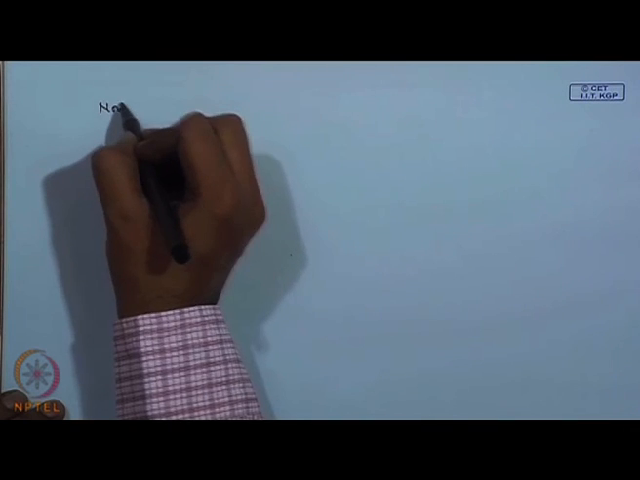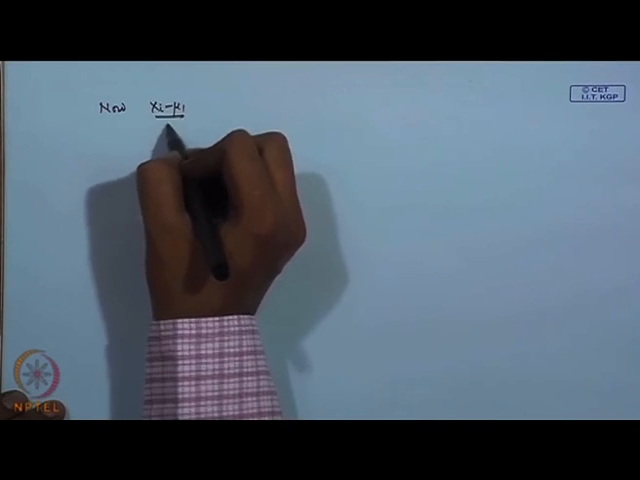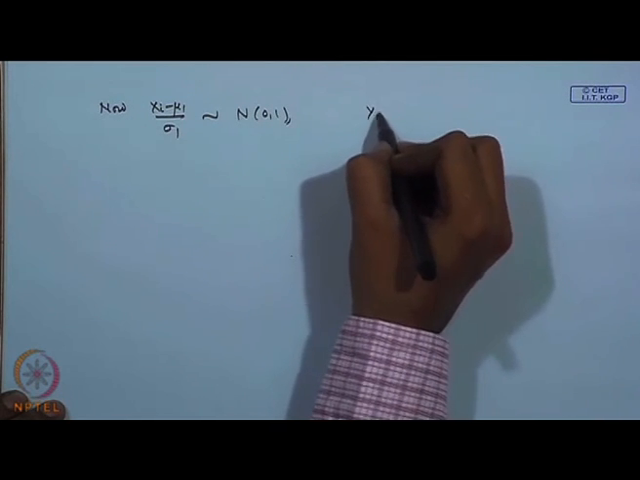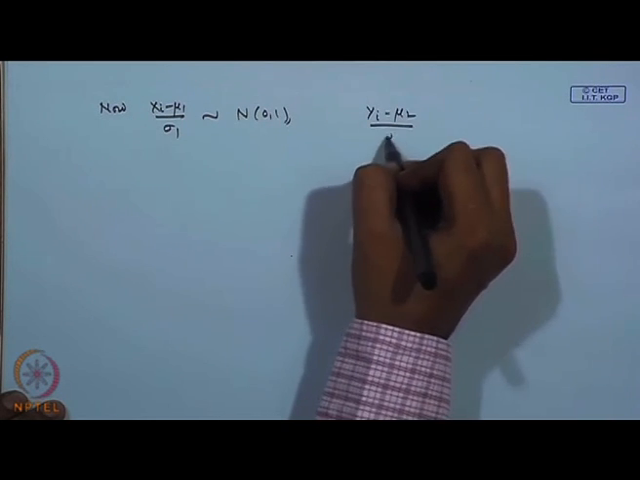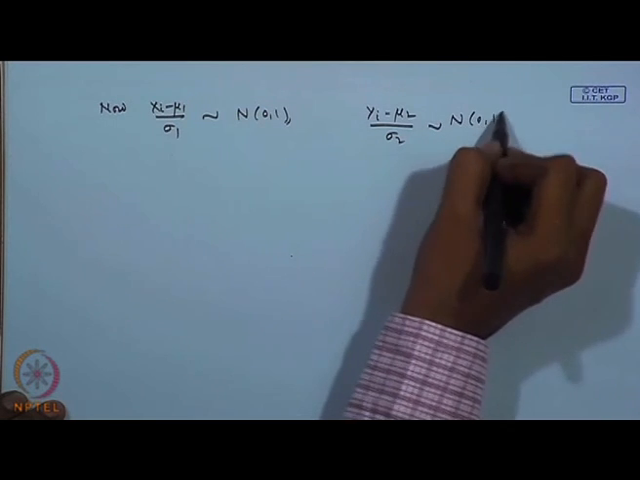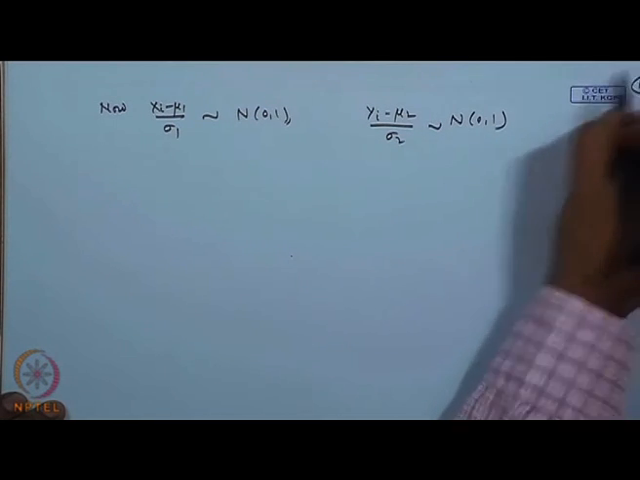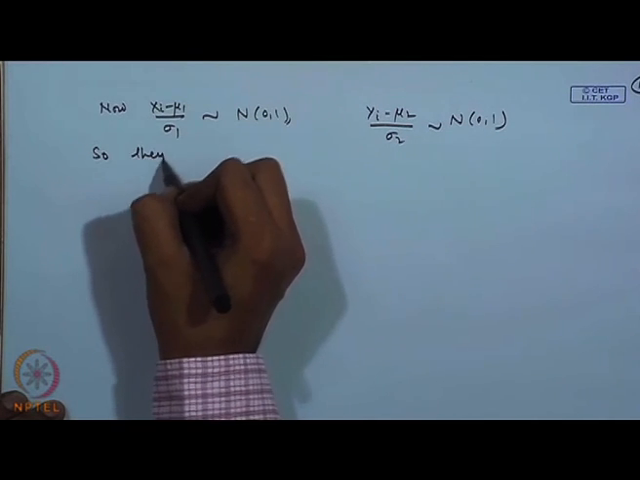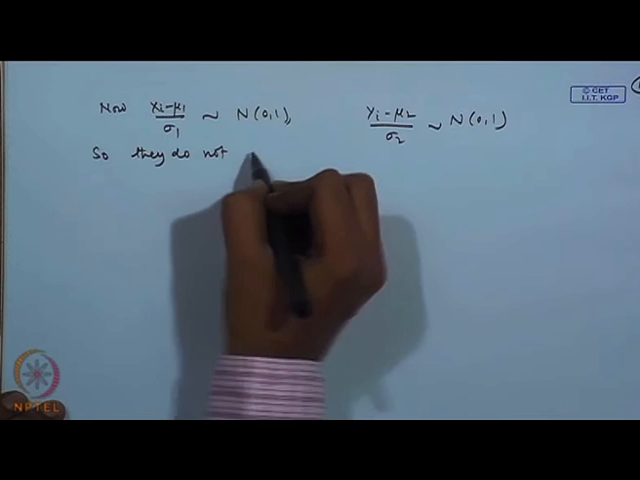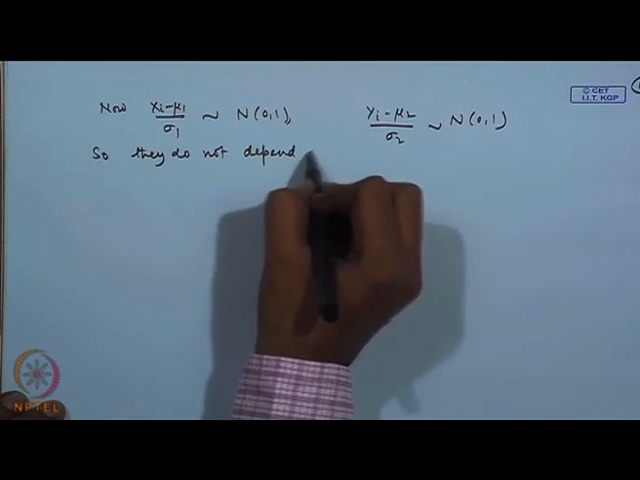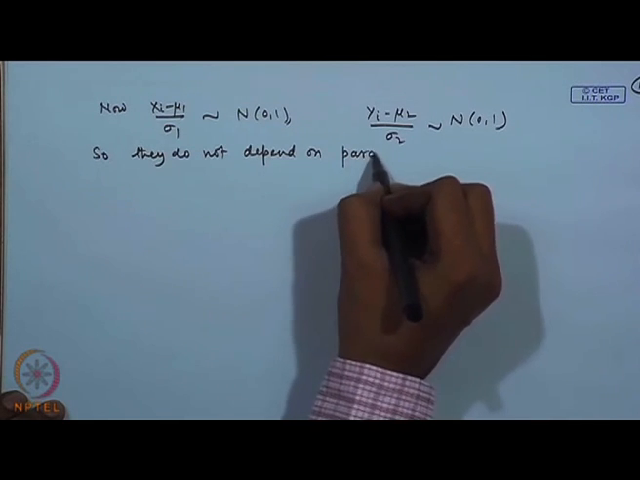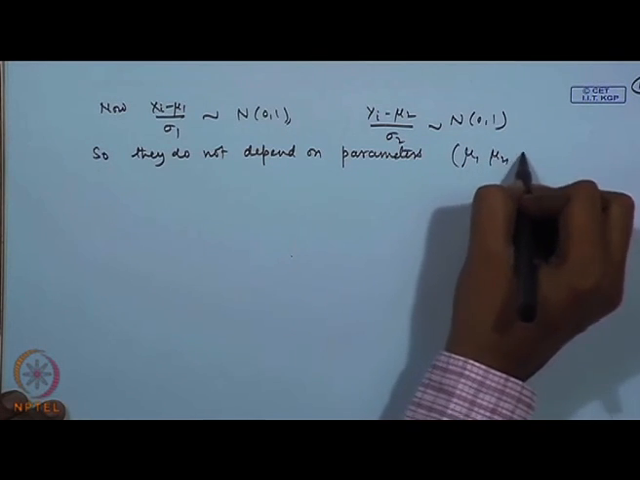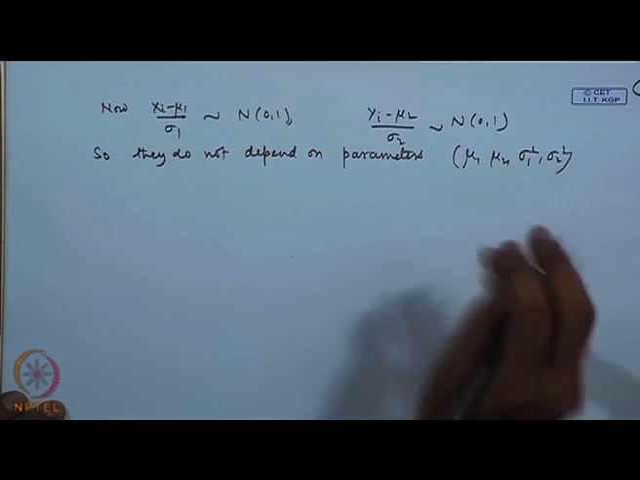Now, the distribution of x i minus mu 1 by sigma 1 is normal 0 1, and the distribution of y i minus mu 2 by sigma 2 is normal 0 1. So, they do not depend upon the parameters mu 1, mu 2, sigma 1 square, sigma 2 square.